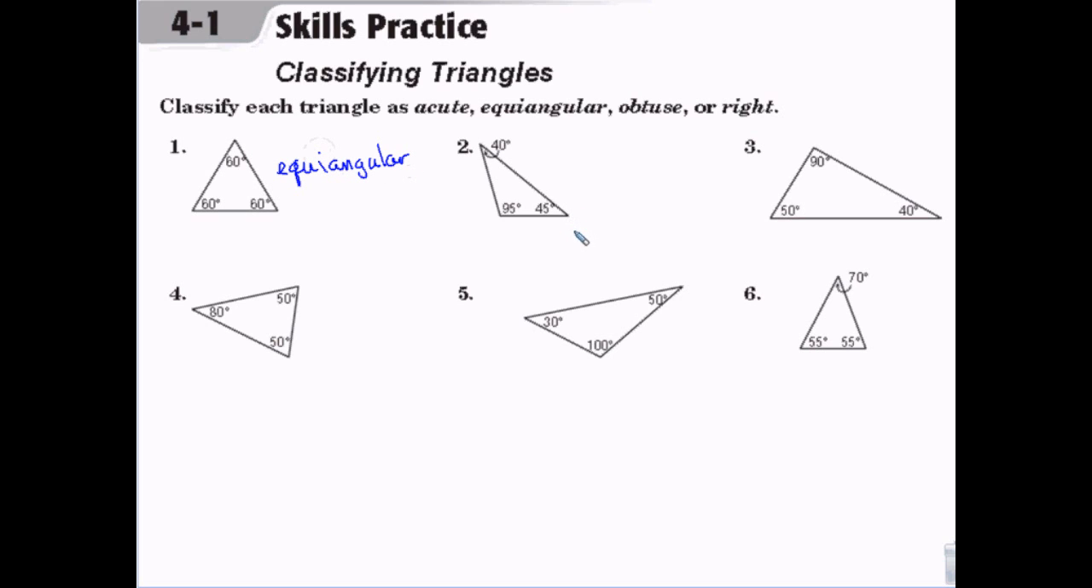Angle 2, obtuse, because we've got one that's greater than 90. Angle 3, right, because we have an exact 90-degree angle, so that's a right triangle. Acute, because they're all less than 90. Obtuse, because one's greater than 90, and acute.